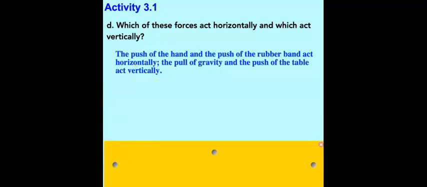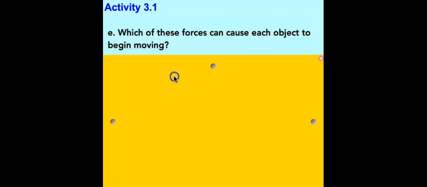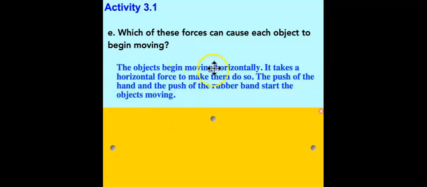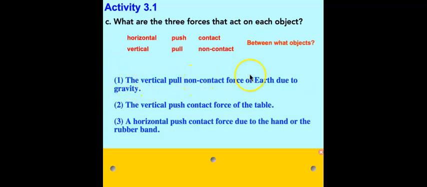And then we look at E. Which of these forces can cause each object to begin moving? Well, the objects begin moving horizontally. Keep in mind, it takes a horizontal force to make them move horizontally. So, which of the forces can cause each object to begin moving? Well, it can't be gravity. Why? Because gravity pulls down, the objects moved horizontally.